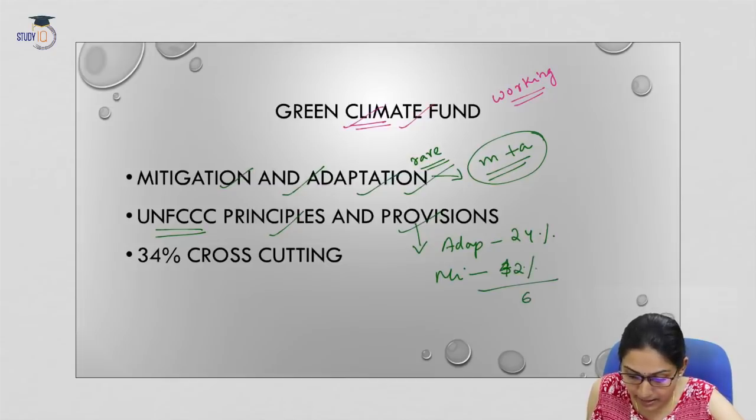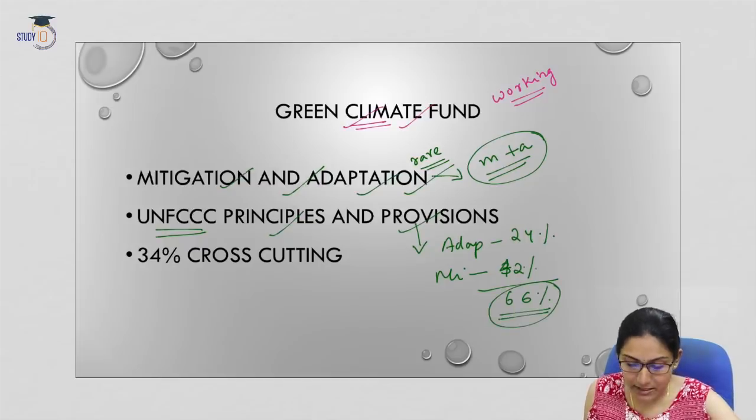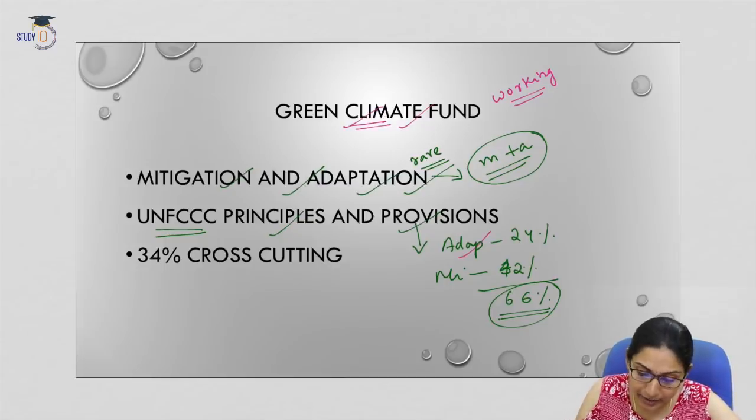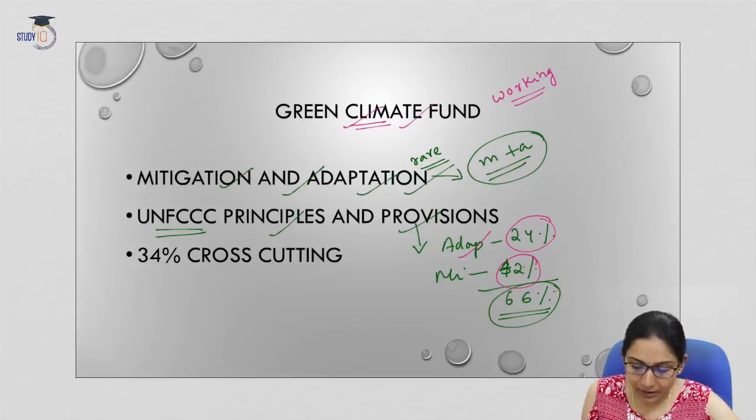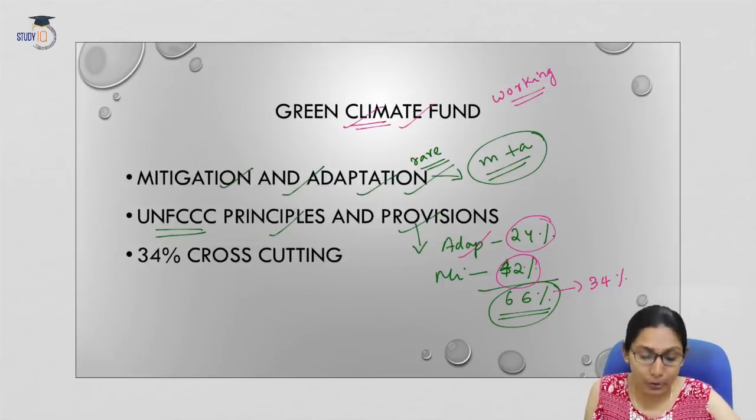So it together makes 66%. So 66% of the funds under the Green Climate Fund is dedicated for adaptation and mitigation. Adaptation is getting 24%, mitigation 42%. Now the balance 34% is classified as cross cutting. Now cross cutting has a larger mitigation component.